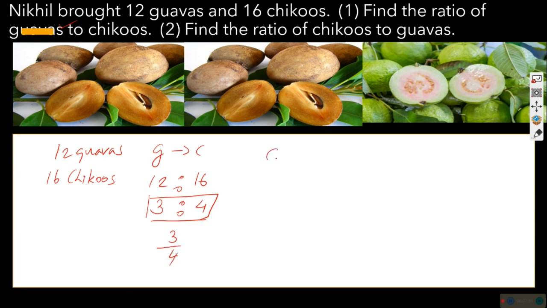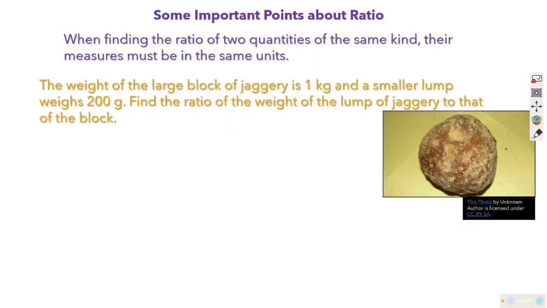And if it is chickus to guavas, the ratio will change. You will write 16:12 in proportion. If you make it the smallest possible, it will be 4:3 in proportion, 4/3 in the format of ratio. Understood? So this way we can convert or understand ratio and proportion. Ratio and proportion are of great use in certain situations.